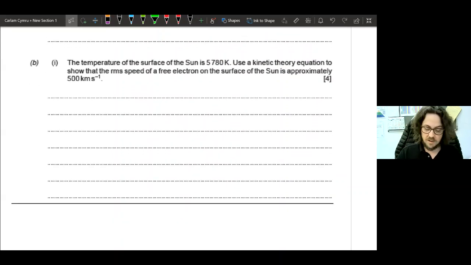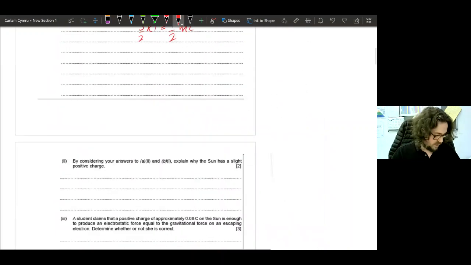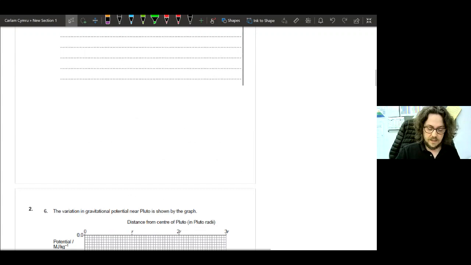And then temperature, the surface of the sun, kinetic theory to show that the RMS speed of a free electron on the surface of the sun is approximately 500 kilometers per second. It's a different topic. It's unit 3, but I'll just leave you with this, which you will remember, I'm sure. That is a freebie. Okay, you're welcome. 5 minutes left. Okay, we'll forget that one actually as well.